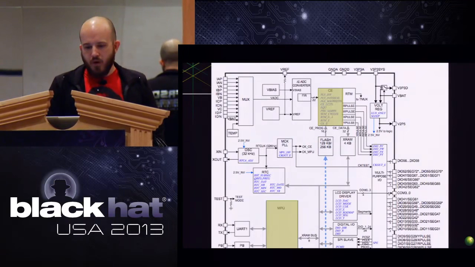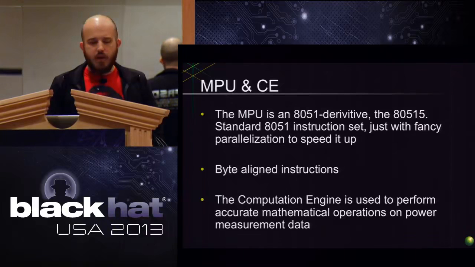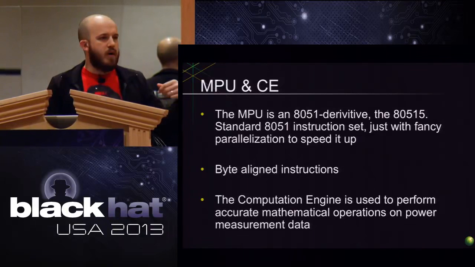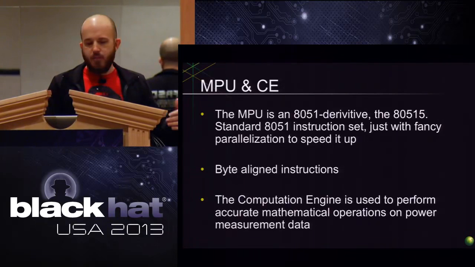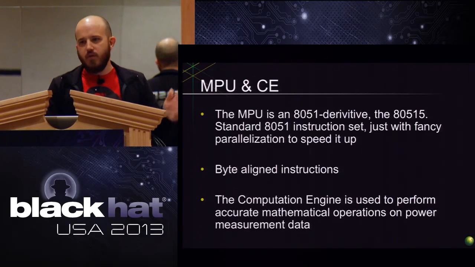So zoom in a little bit, and we're going to look at these two to start with. What we're looking at here is the NPU microprocessor, and the CE is something specific for doing the power measurement calculations. The NPU, the 8051 derivative, is an Intel chip that's been around forever. That one's very, very ubiquitous.